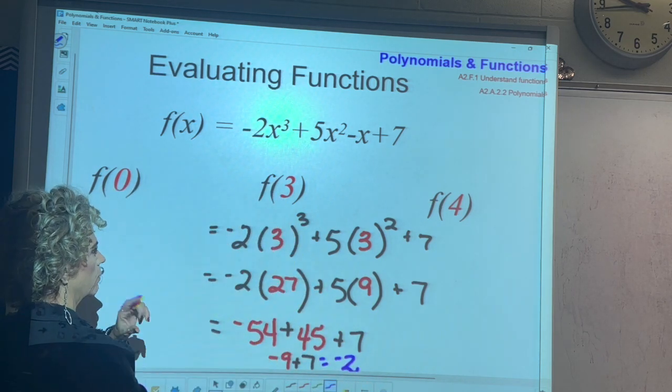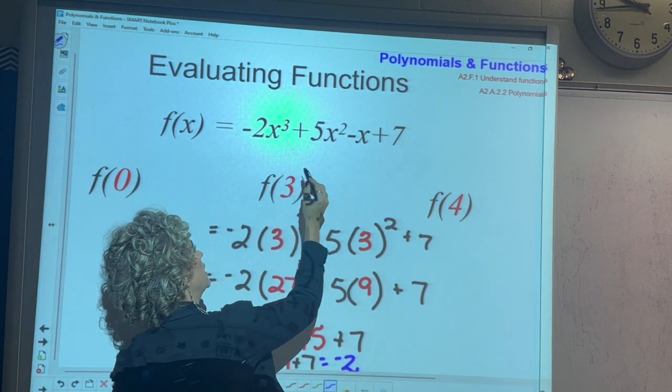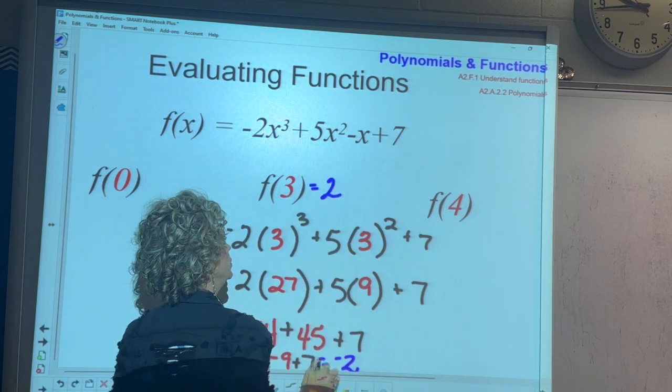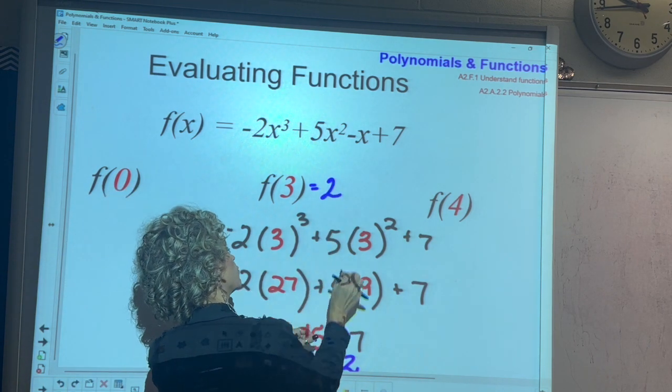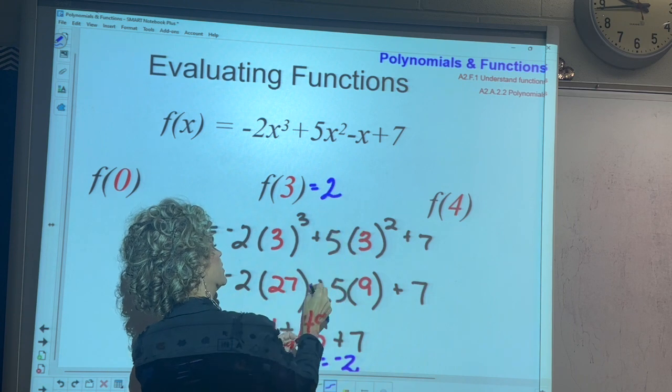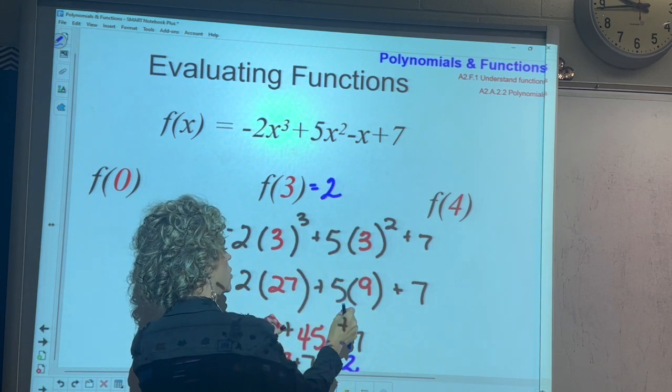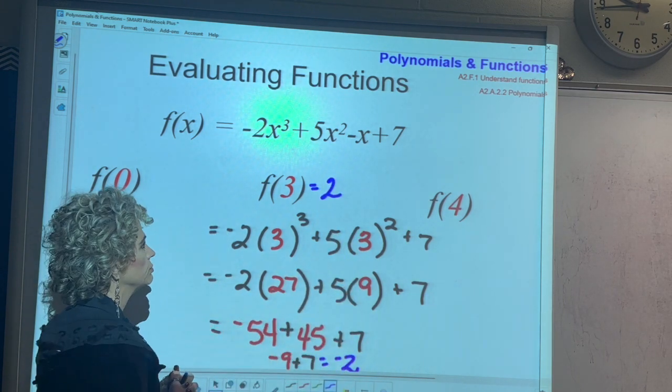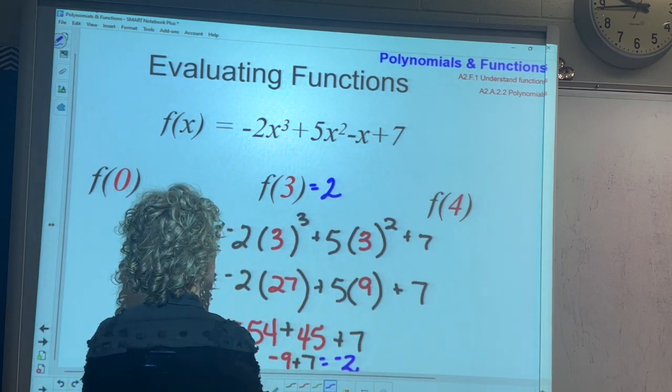In a perfect world, I can work straight down. So this means when I plug in a 3, I'm going to get out a negative 2. So the x-coordinate is 3, the y-coordinate is negative 2, output is negative 2. That graph will cross on the grid at 3, negative 2. Okay?